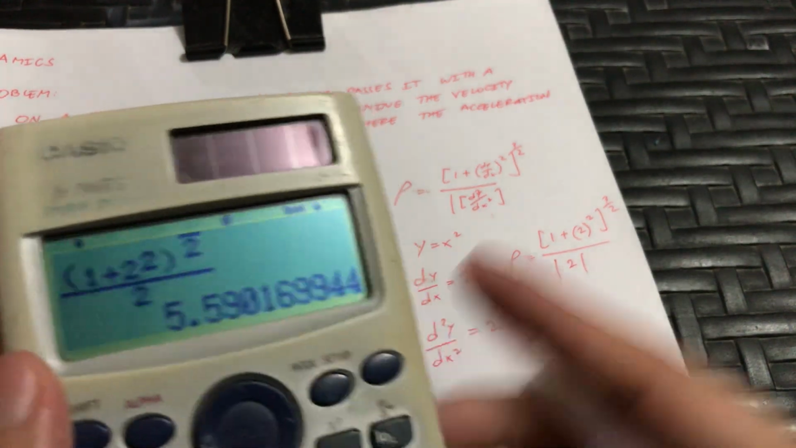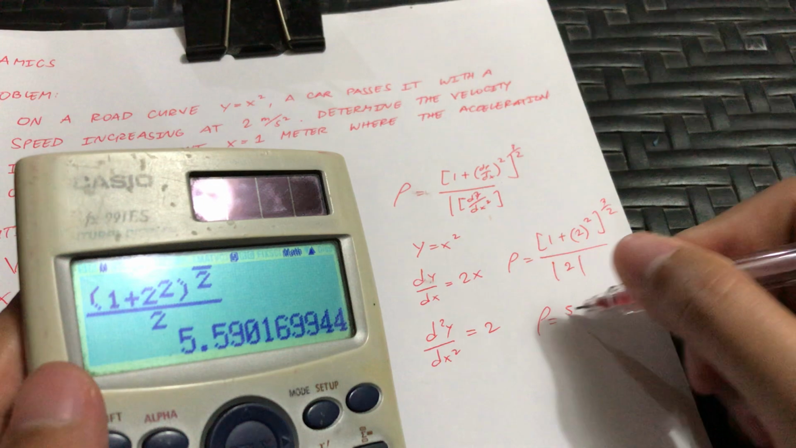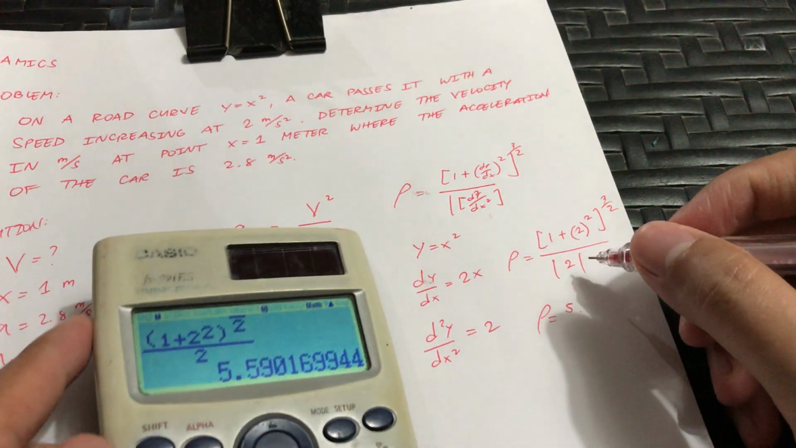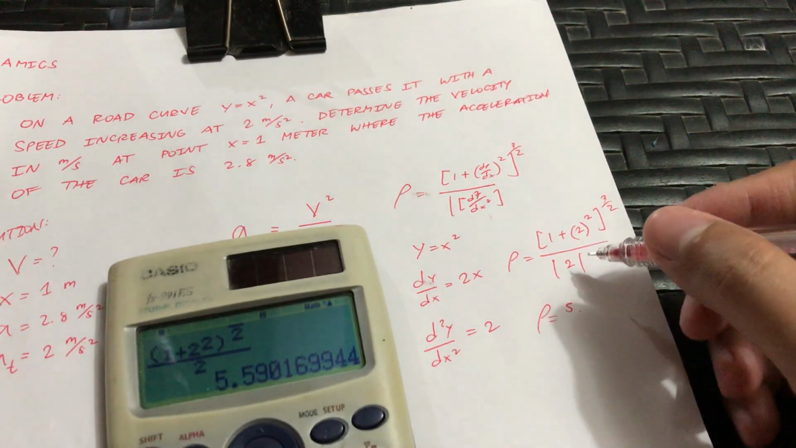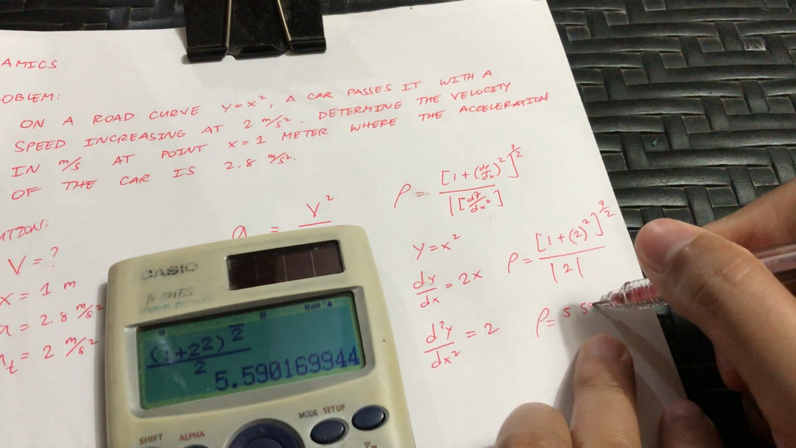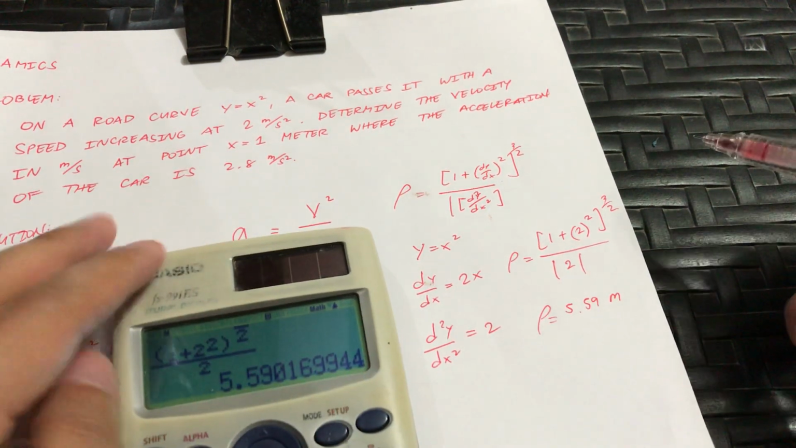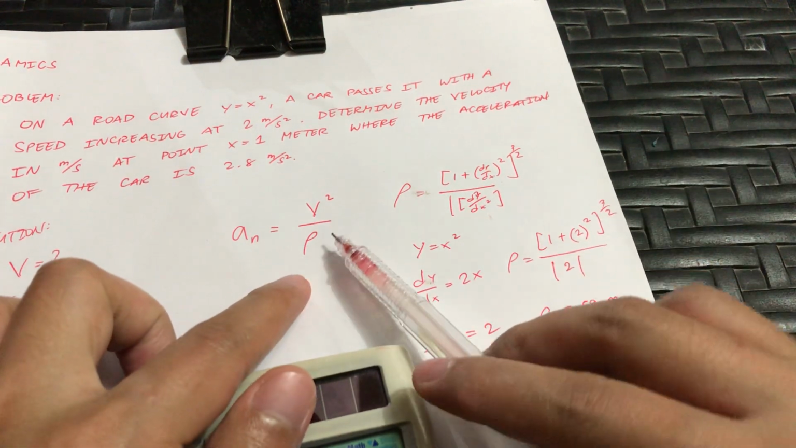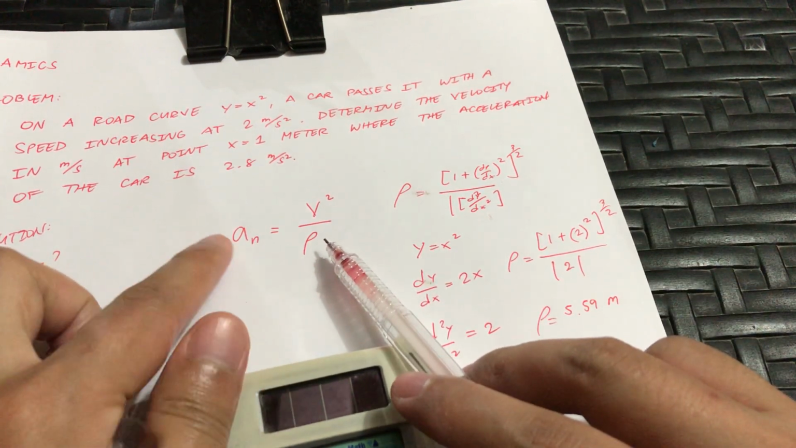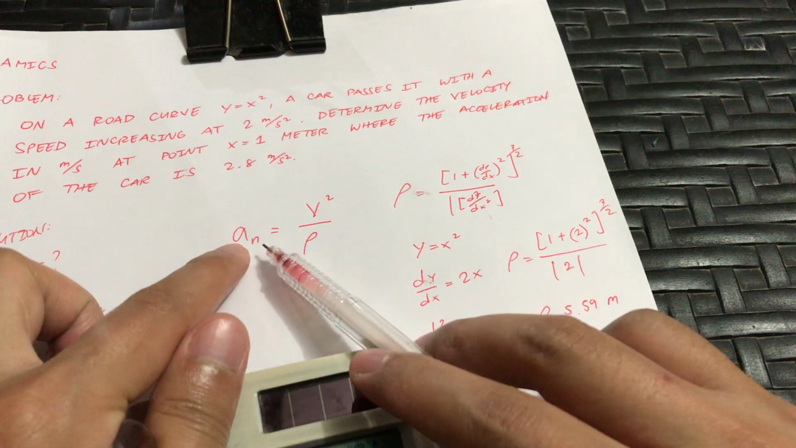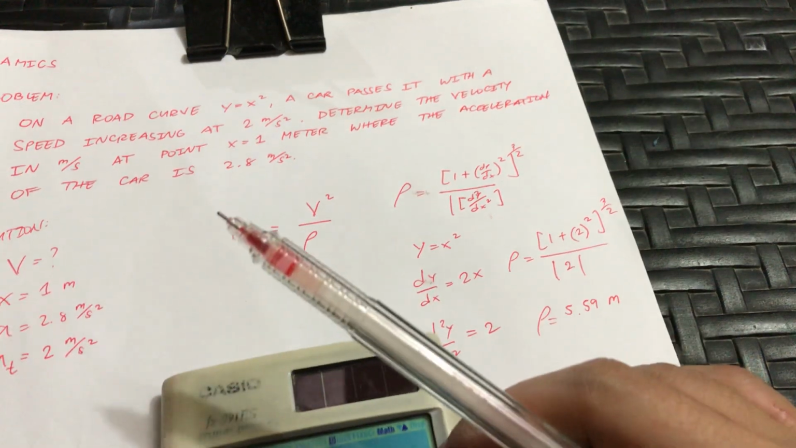So our radius of curvature is 5.59 meters. So we have the radius of curvature. We need the normal acceleration to solve the velocity.